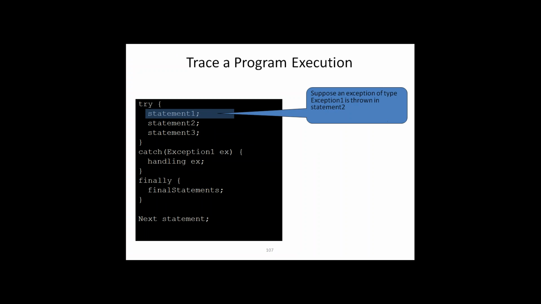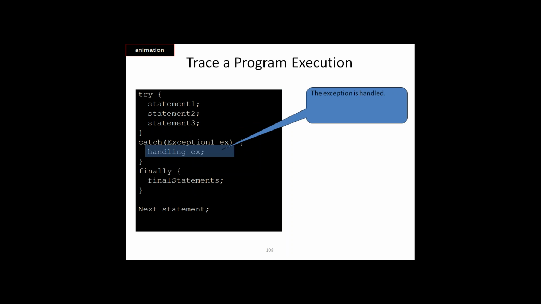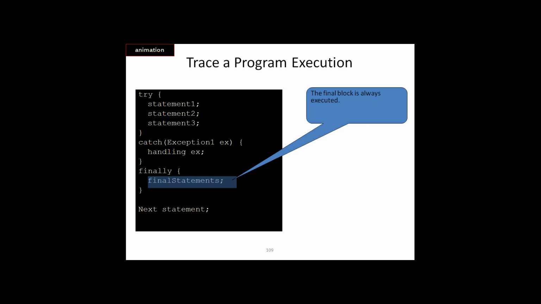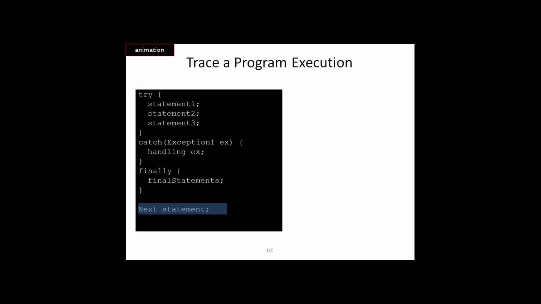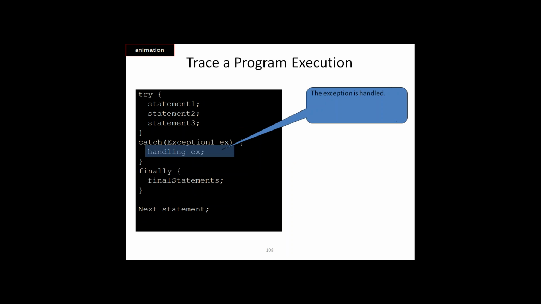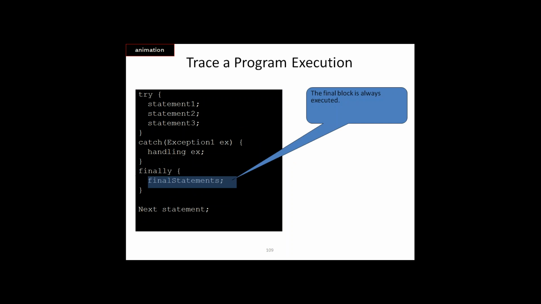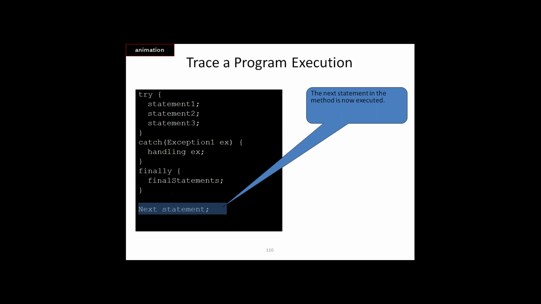Now see, suppose an exception of type exception 1 is thrown in statement 2, meaning the exception is occurring in statement 1. Then execution goes directly to the catch block. After the exception is handled, it will execute the finally statement and the next statement. So if an exception occurs, all the code will be executed in sequence from here to the catch block, from the catch block to the finally block, and from the finally block to the next statement.